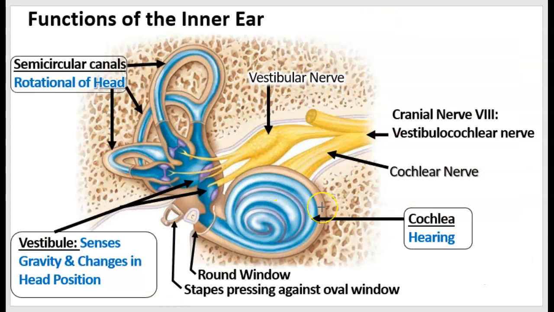So this is a different diagram of the inner ear, and it's almost a cross section so that you can see inside a little bit. And you'll notice that although the inner ear is housed in bone, there's also some soft membranes present, and those are indicated in blue, and they're fluid filled.